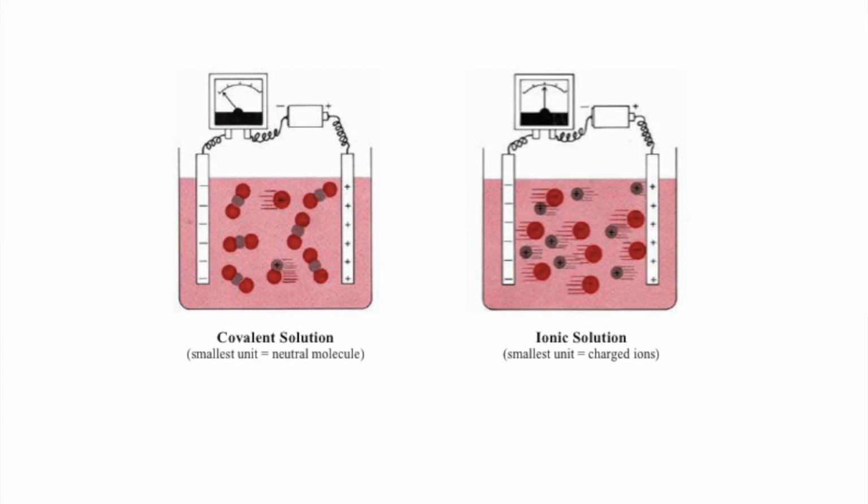When covalent compounds dissolve in water, the smallest particle produced is a molecule, which is neutral. But when ionic compounds dissolve in water, the molecules break down further into their component ions.